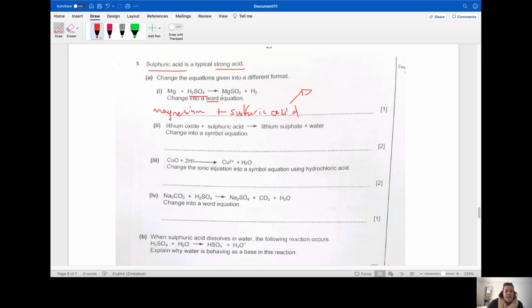Then magnesium sulfate, MgSO4. Magnesium sulfate. Sorry if you can't read this, it's very hard. Magnesium sulfate plus hydrogen. This was only 1 mark, so you had to get everything right.